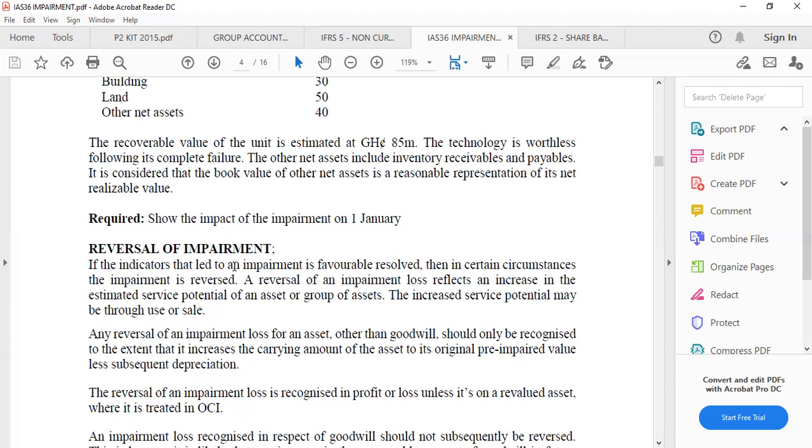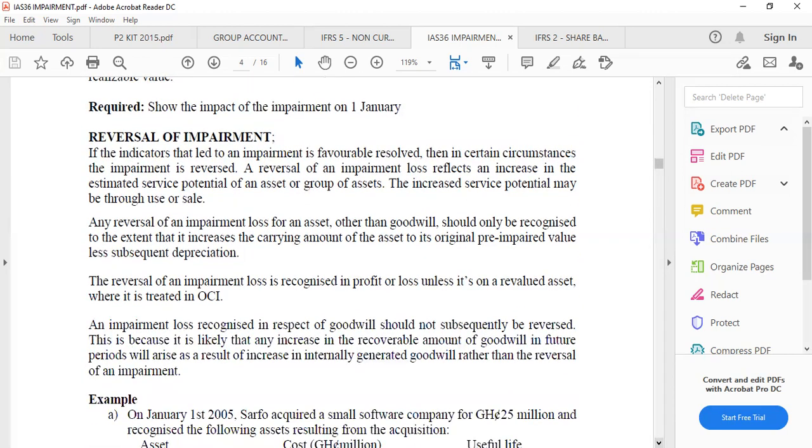So they are saying that for the reversal of any impairment loss other than goodwill, it means that we don't reverse what? Impairment for goodwill. We don't reverse impairment for goodwill. This is because we assume that the goodwill is a result of maybe an increase in the activities of the company, which cannot be separated from the goodwill. So we assume that the goodwill arising is internally generated goodwill, not goodwill through acquisition. So we don't do reversal for goodwill. The reversal of impairment loss is recognized in profit or loss unless it is on a revalued asset, where it is treated in OCI. All right.